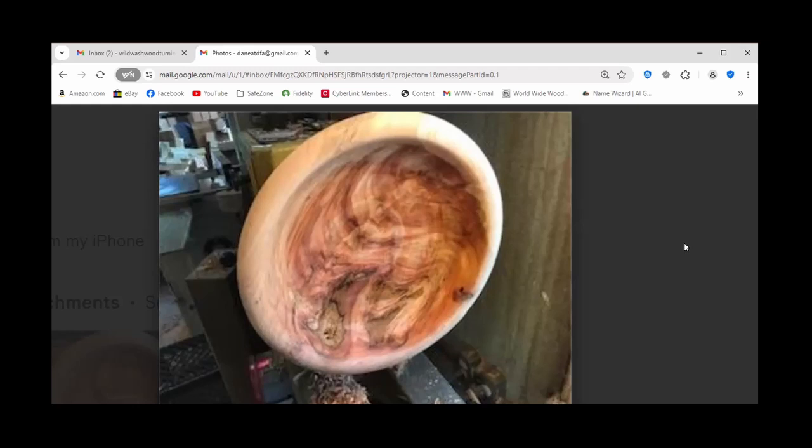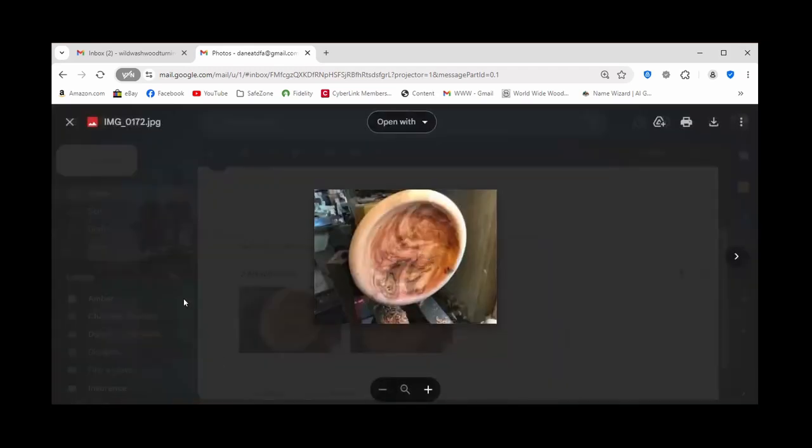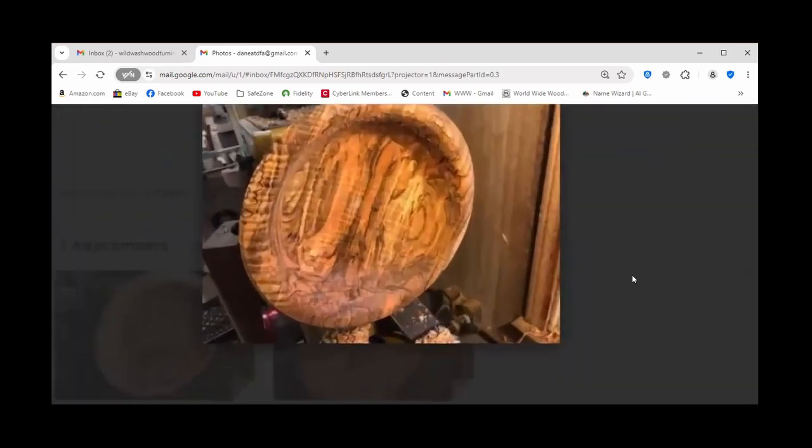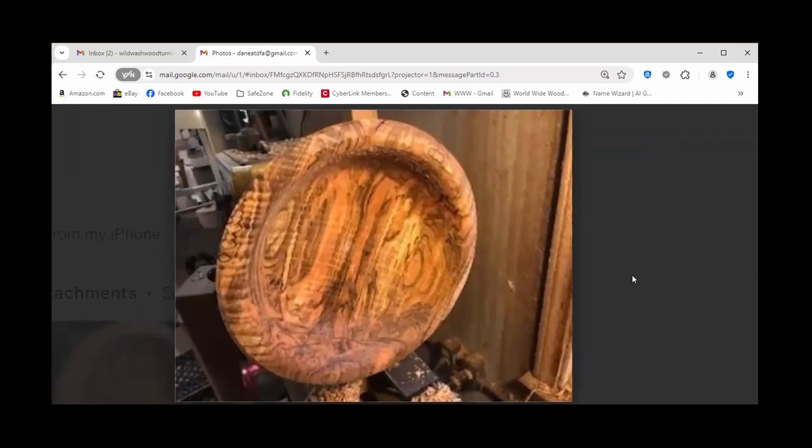Nice. And the other picture, right? Let's see if I can pick that up. I sent two. So that was just some curly ambrosia. Now that's side grain. But because of the curl, it becomes very, very unusual.